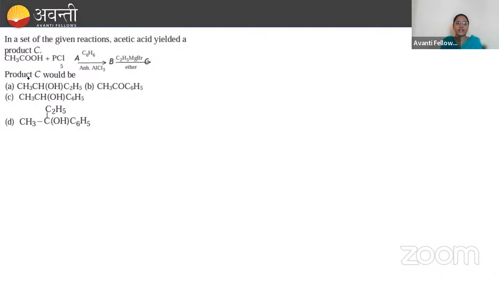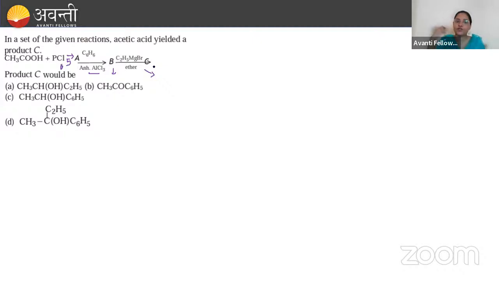In a set of the given reactions, acetic acid yielded a product C. Here the reaction is given, and we have just seen it. When an acid reacts with PCl5, there is a formation of RCOCl, giving A, which on reaction with benzene and anhydrous AlCl3 gives B. We have seen that reaction, and then when it reacts with an alkyl bromide, that is a Grignard reagent, it gives C. We have just seen that when an acid reacts with PCl5, there is a formation of the respective acid chloride.